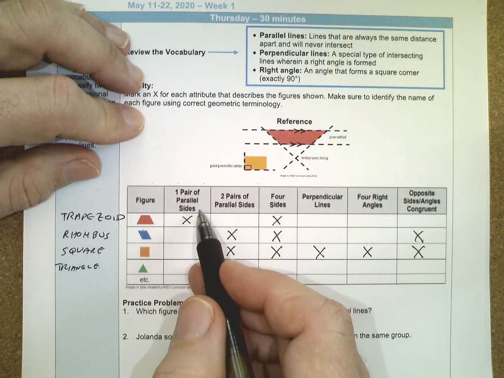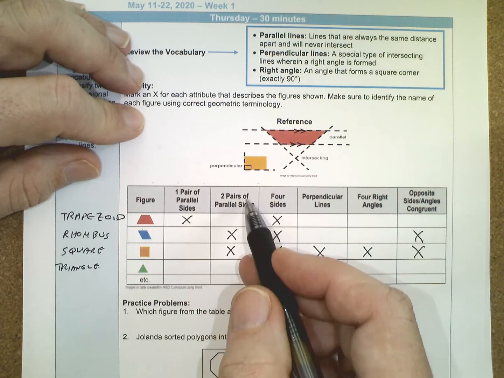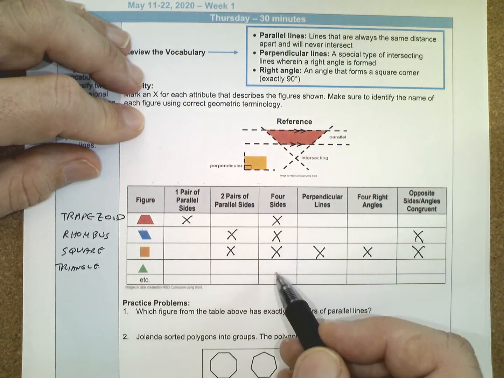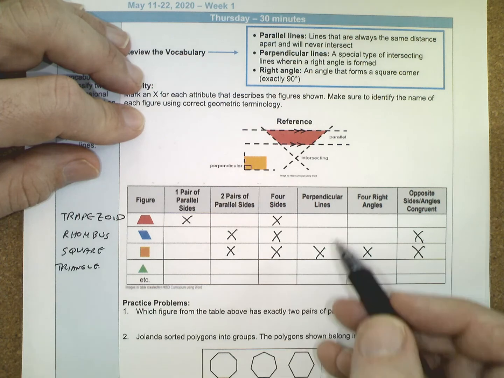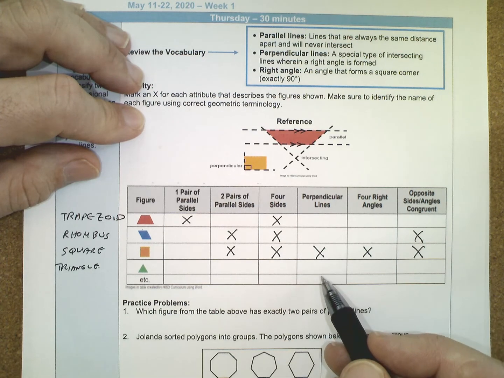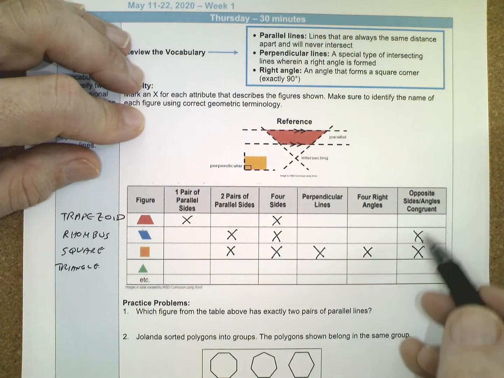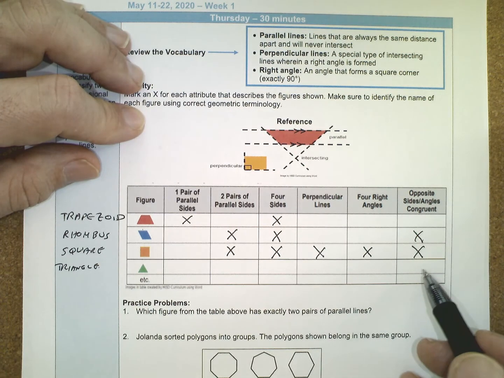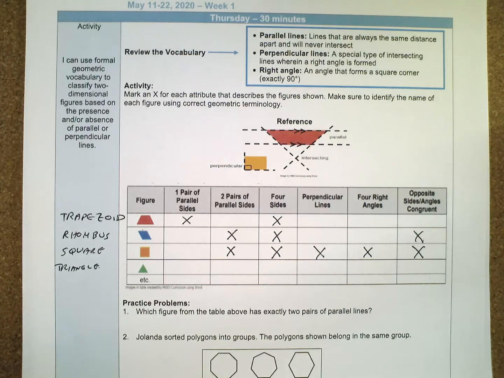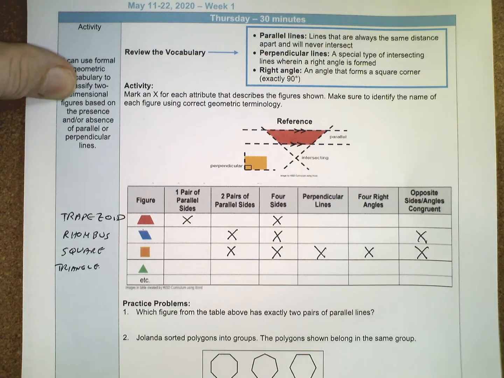Okay, one pair of parallel sides. No parallel sides. So neither one of these applies. Four sides. No, because it only has three sides. Perpendicular lines. No, all the angles are acute angles, so there are no right angles. Four right angles. No. Opposite angles congruent. No. So we're done. Okay, so that's all of the options that they give us here.